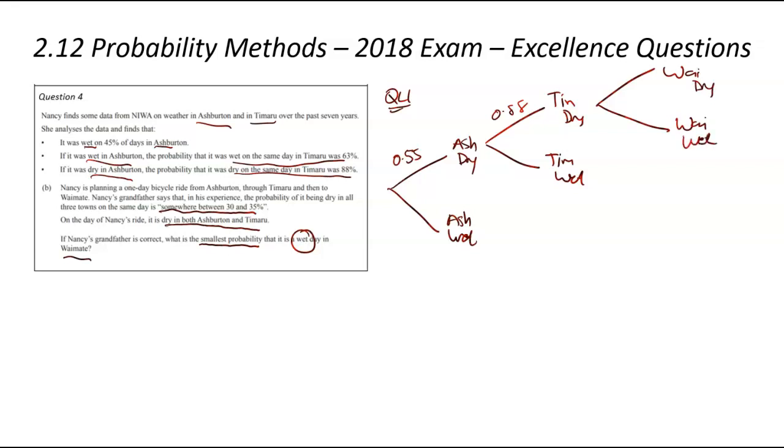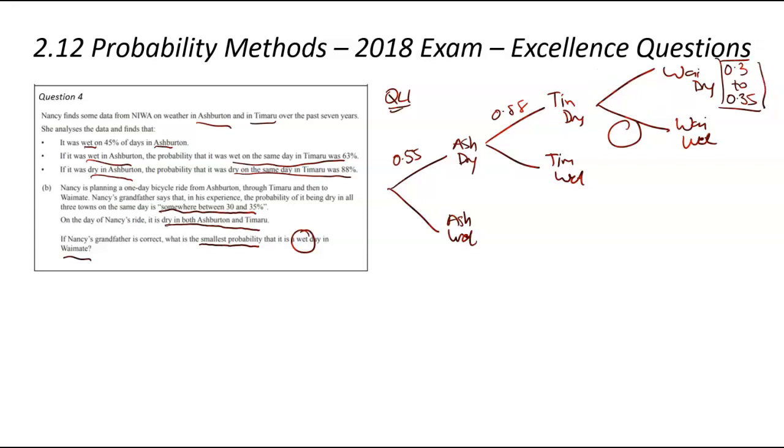And we are trying to find out the probability that relates to the wet branch. But we've been told the probability at the end of it being dry in all three towns is somewhere between 30%, which is 0.3, to 35%, which is 0.35. So that's the probability range we're going to work through. Our plan is we need to work backwards to find the dry probability, and then from that, we can work towards the wet probability as well.